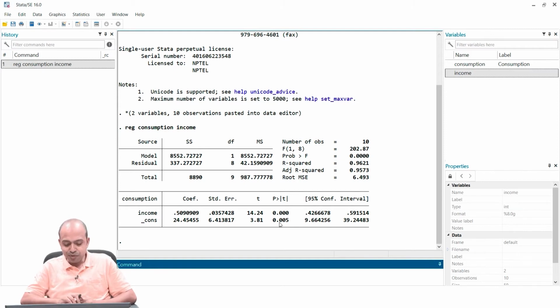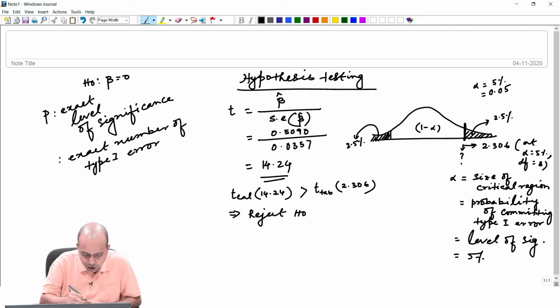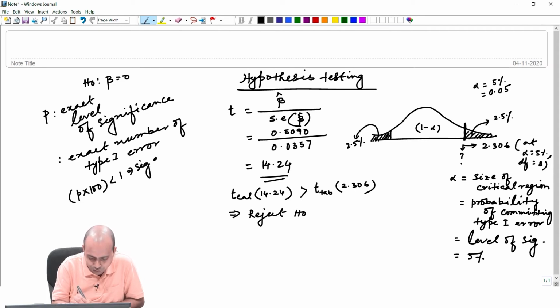So, based on the P value, statisticians or econometricians have made a simple rule. What is the rule? You have to multiply the P value with 100, and if after multiplication this becomes less than 1, then we will say that the variable is significant at 1%.